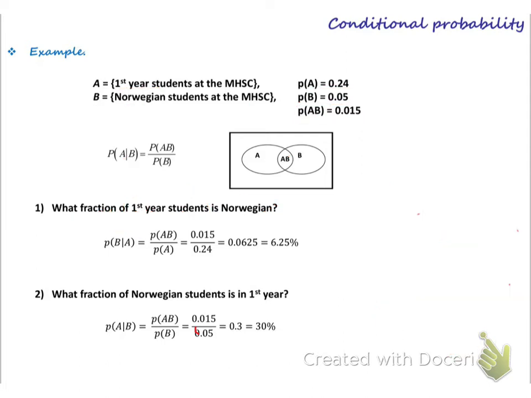In the second question, he asked, what is the fraction in the first year? So I want the probability or the fraction in the first year, but given that they are Norwegian. So there is no choice for this. I don't want the probability of the Norwegian students. He gave me that they are Norwegian, but the fraction of being in the first year. What is the fraction of being in the first year?